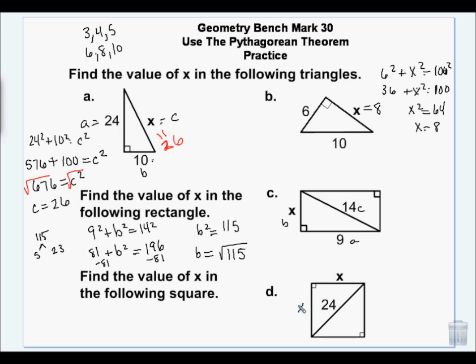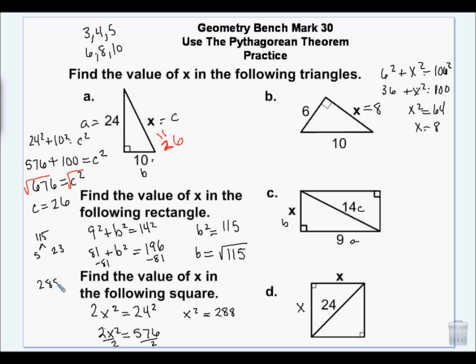Okay, and then if I have a square, both of these sides are x. So I have 2x squared is equal to 24 squared. So 2x squared is equal to 576. Divide both sides by 2. And you get x squared is equal to 288.